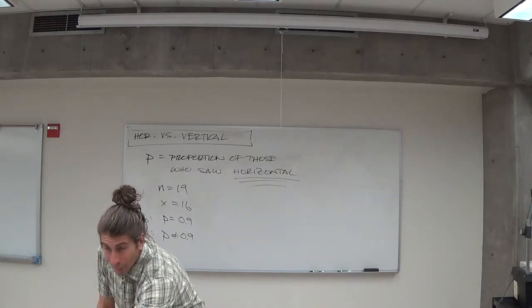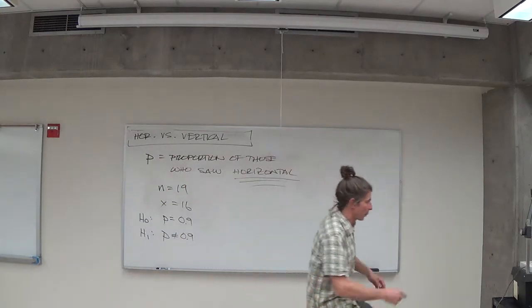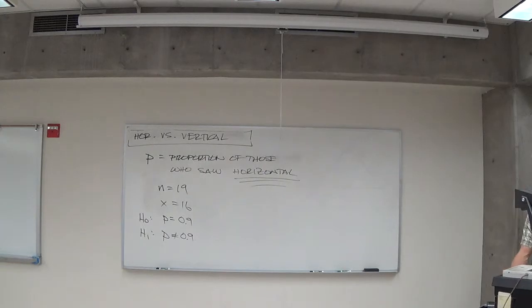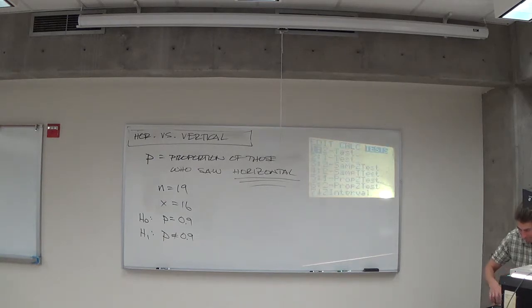Okay? We're going back to a z distribution here, because we're testing our proportions. Let's find out if we're significantly different. 1 prop z. We're testing against 90%. 16 out of 19 of us saw horizontal words versus vertical. Let's see if there's any difference between that and 90%.